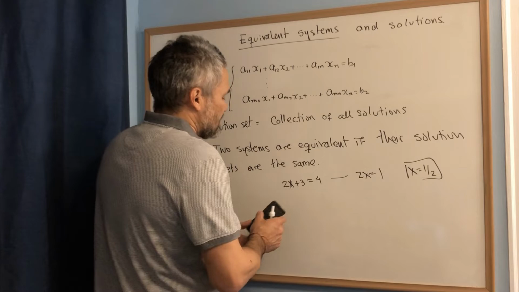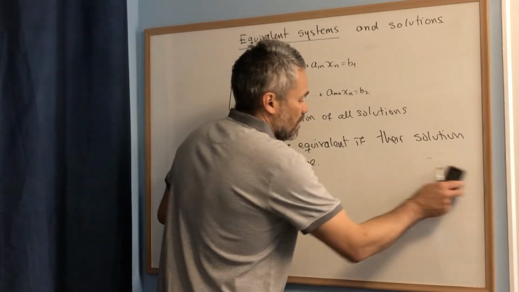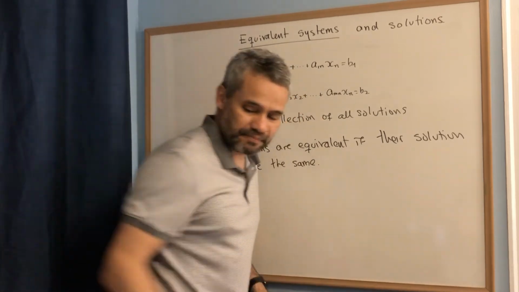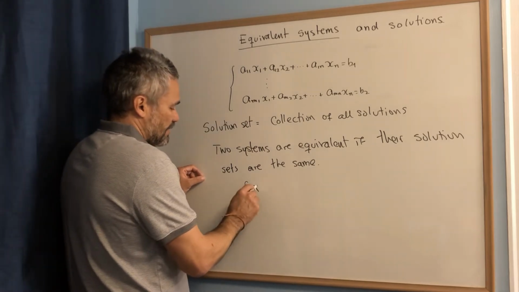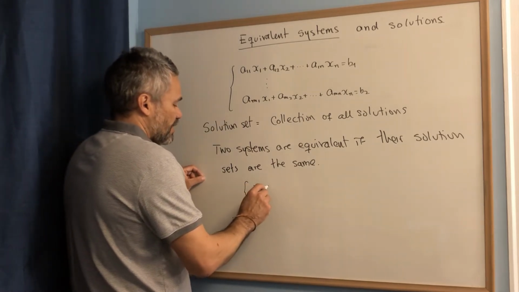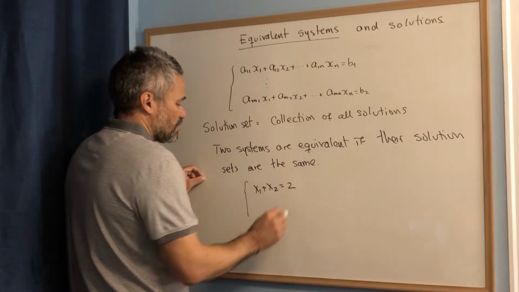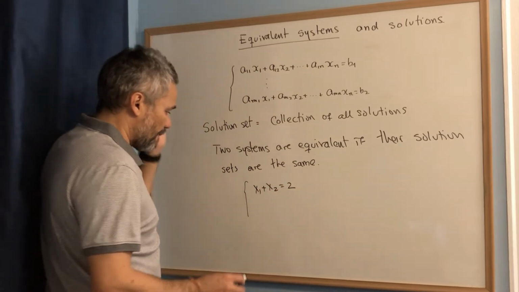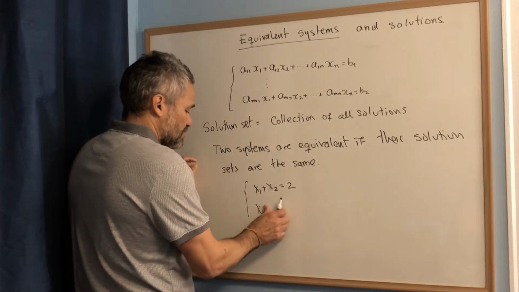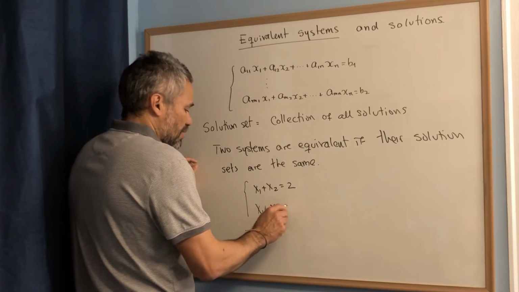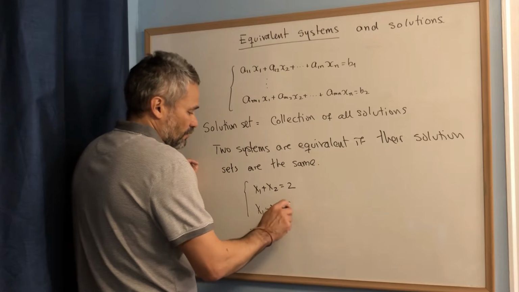But when we have a system of equations, let me just do a 2x2 system. Let me do the easy one that I have been dealing with. x1 plus x2 equal 2, and x1 minus x2 equal 0.